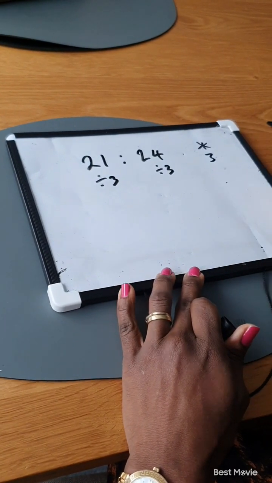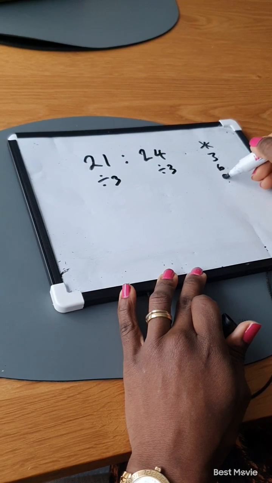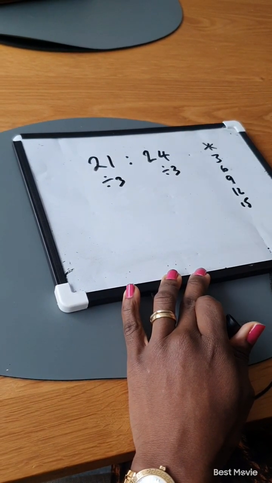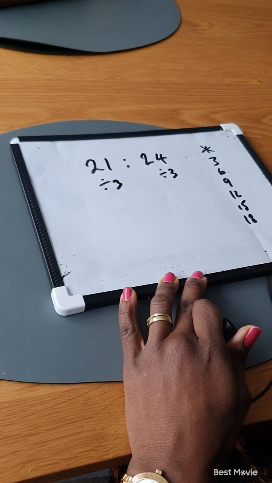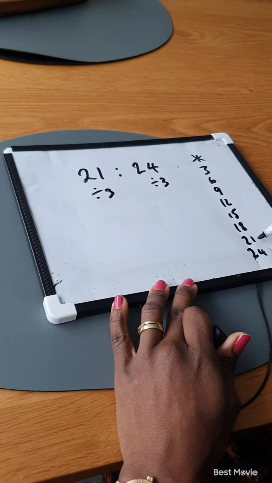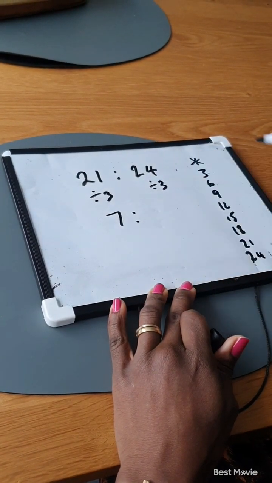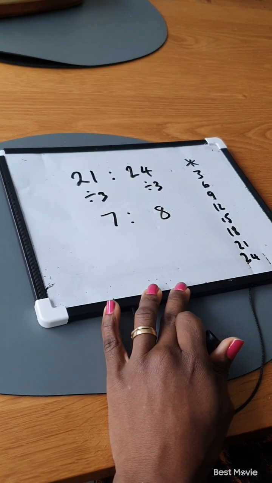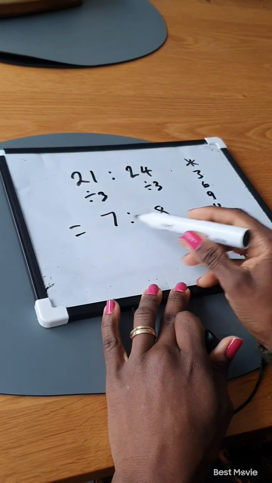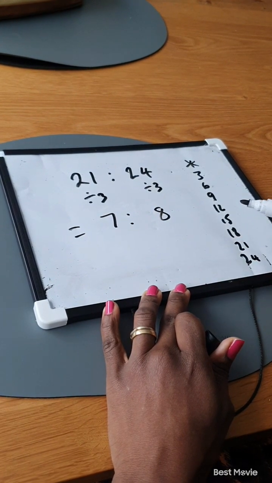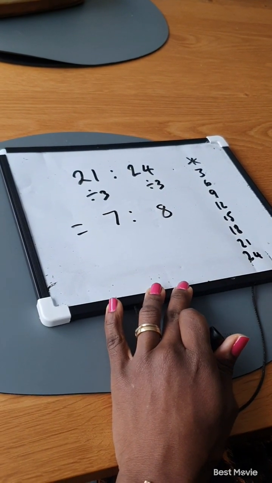If you don't know your 3 times tables, you can write it out. So counting up in 3s, 3, 6, 9, 12, 15, and keep going until you see these two numbers. So 18, 21, 24. So 21 is the 7th number in the 3 times tables, and 24 is the 8th number in the 3 times tables. So check again, 7 to 8. They are both in the 1s. They don't appear in any other times tables. So this is now fully simplified.